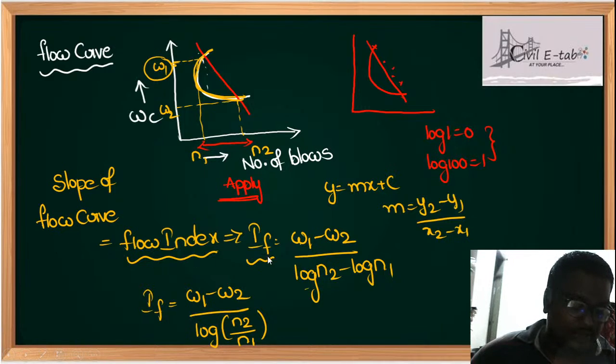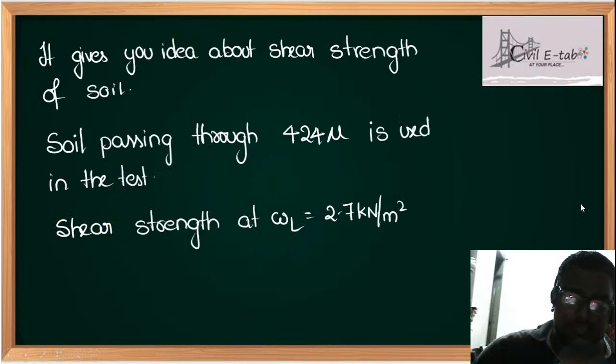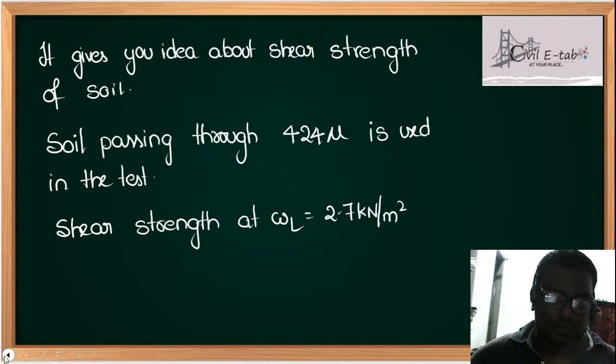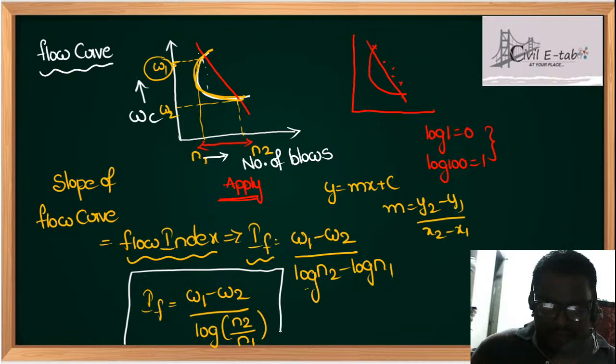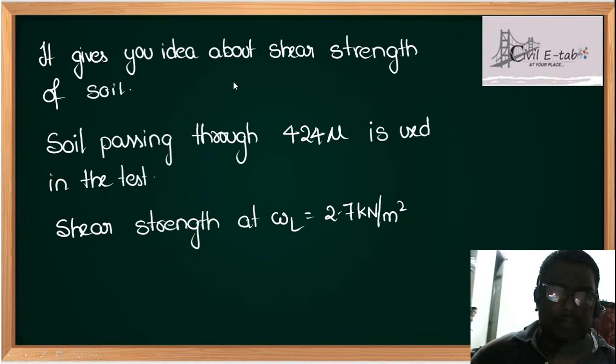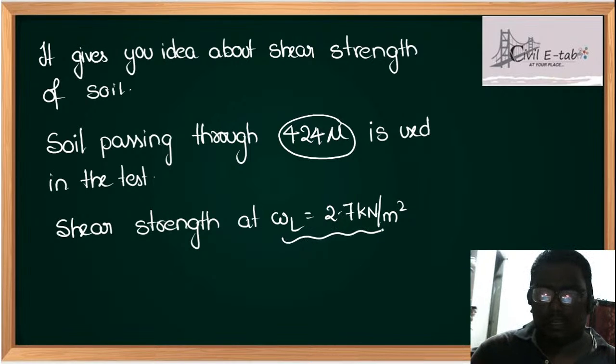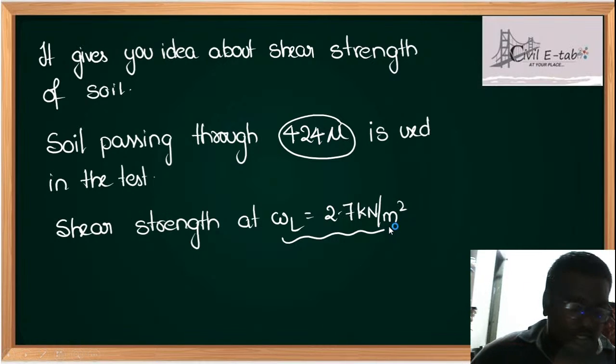Flow index is given by the formula IF is equal to W1 minus W2 upon log N2 minus log N1, which is W1 minus W2 divided by log N2 by N1. So this is the formula for slope of flow curve. Now remember, students, it gives you an idea about the shear strength of the soil, and soil passing through the 424 micron sieve is used in this test, and the shear strength of the soil at liquid limit is 2.7 kilonewton per meter square.